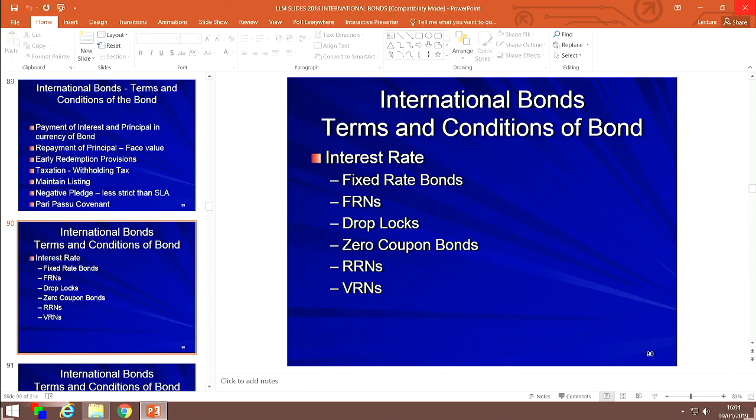Next, there are two types of floating rate notes. The RRNs, otherwise rolling rate notes, and VRNs, variable rate notes. They're both floating rate notes like this category here, but the way the interest is calculated and the interest rate clause is different. In the RRN, the interest rate clause says issuer shall pay interest at the rate of LIBOR plus X and shall pay it on a 6-monthly basis.